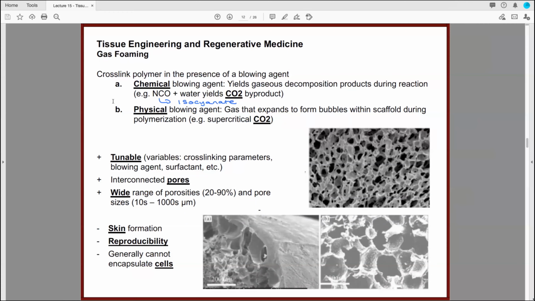One of the issues is this, and you can see this on this bottom image here, A, is that you get this skin formation on the outside edge. And that skin formation can, in the extreme, stop the flow of different agents in and out of those pores. Reproducibility is difficult, as you can imagine. Expanding a gas, it's really difficult to control where that gas goes. And generally for those things, you can't use them to encapsulate cells, but that's just the general terminology there.